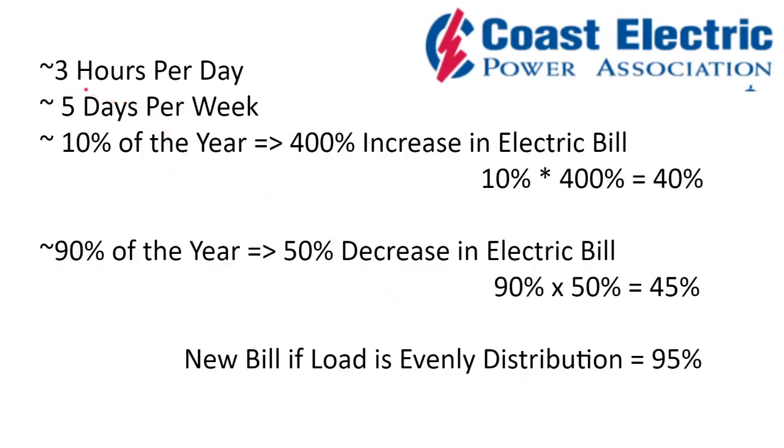If it's 3 hours a day, 5 days per week, that's 9% of the year. Well, they call it peak for a reason, so let's fudge our numbers a little bit on the conservative side. Let's call it 10% of the year. So for 10% of the year, during that time frame, the electric bill will increase by 400%. And for 90% of the year, the electric bill will decrease by 50%.